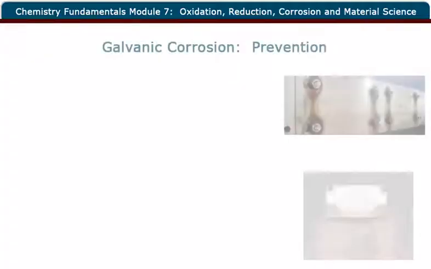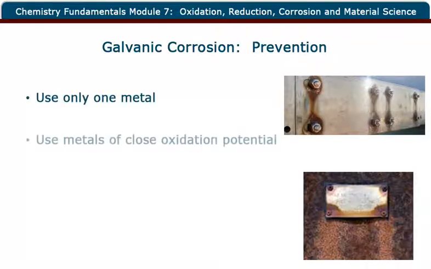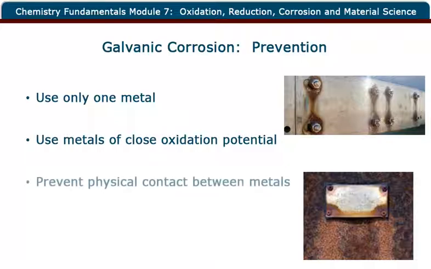To prevent galvanic corrosion from occurring, you should do the following. Use only one metal. Use metals of close oxidation potential. Prevent physical contact between metals. Prevent contact with an electrolyte.